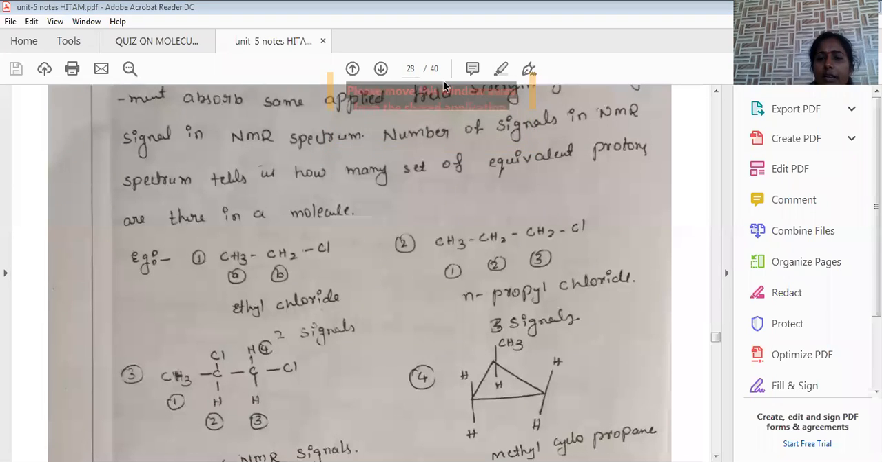Propyl chloride will give 3 signals in the NMR spectrum, whereas ethyl chloride will give 2 signals in the NMR spectrum. So here propyl chloride will give 3 signals for the molecule.